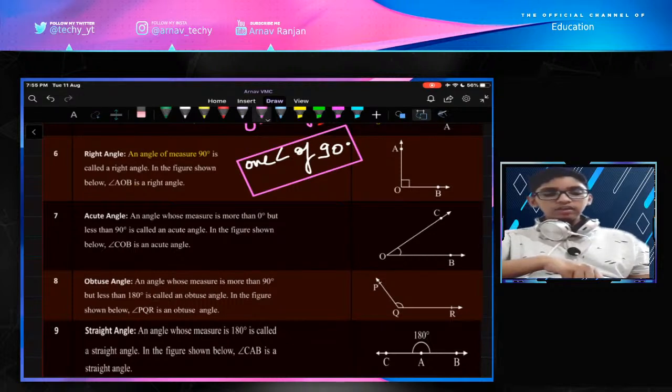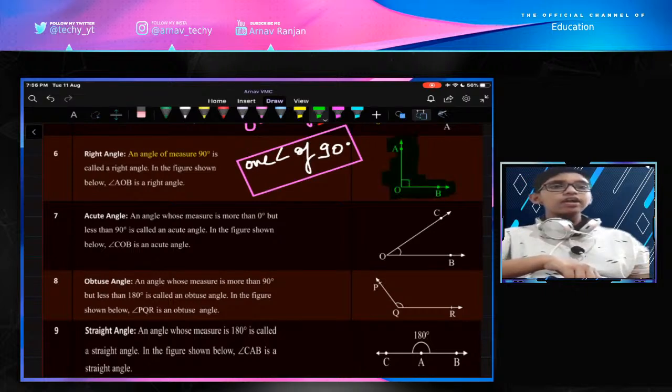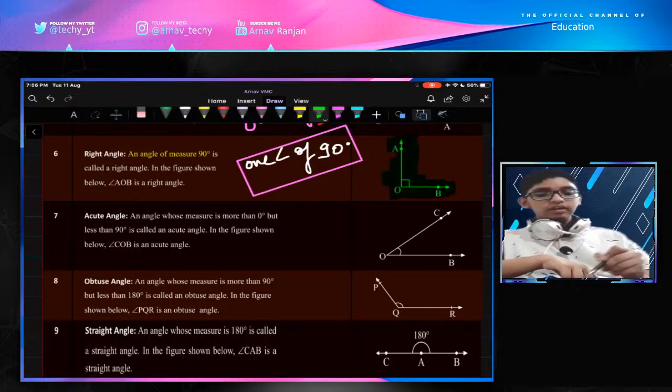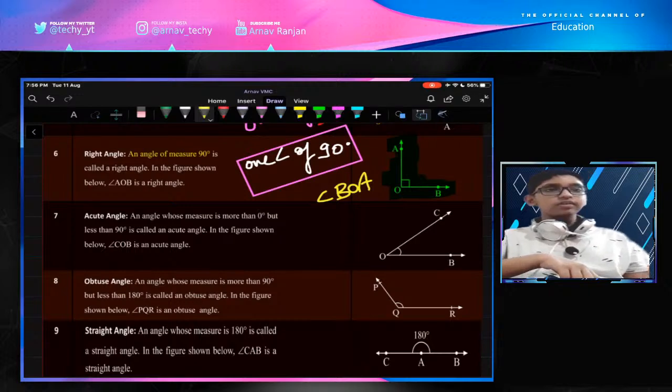Right angle. In this figure you can see angle AOB. I have highlighted it. This is a right angle. Angle AOB is a right angle, and we can also call it angle BOA.